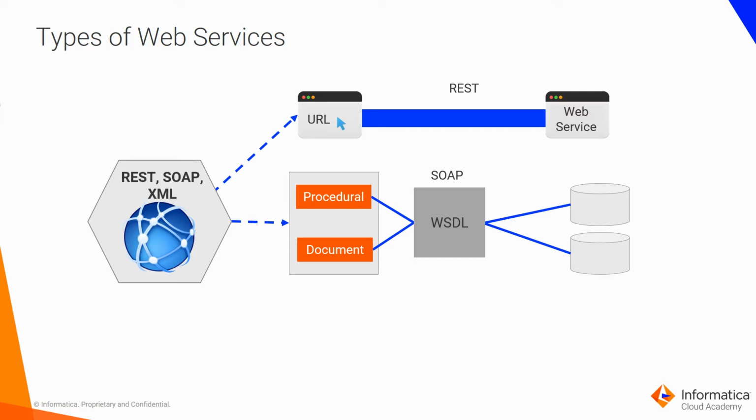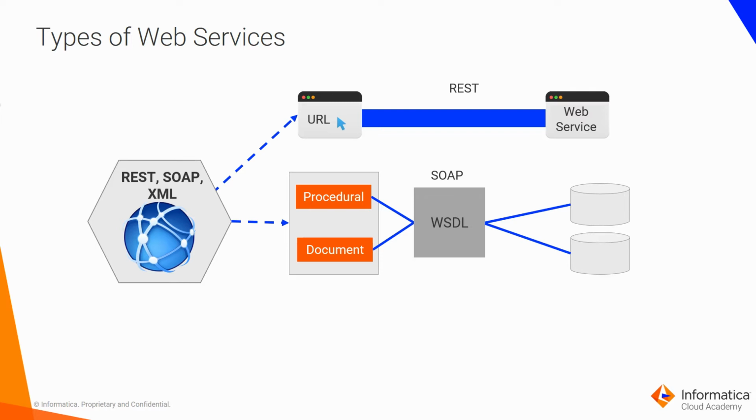SOAP web services are complicated and therefore require WSDL to describe them. These web services are too difficult to manage manually, and hence you use WSDL to generate code for them. SOAP web services are of two types.